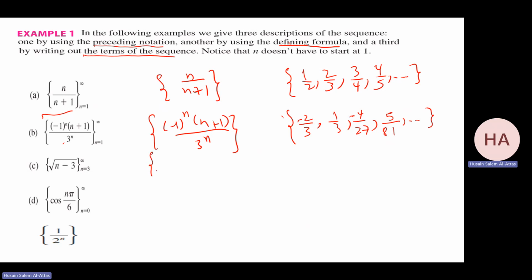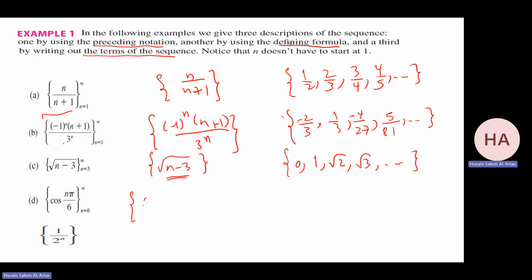Same thing here. I have square root of n minus 3. Be careful, I'm starting from where? I'm starting from 3. So what are the terms? 0. Then I have 4 minus 3, square root of 1, which is 1. 5, that's square root of 2, square root of 3, and so on.